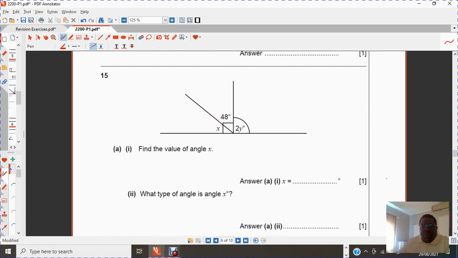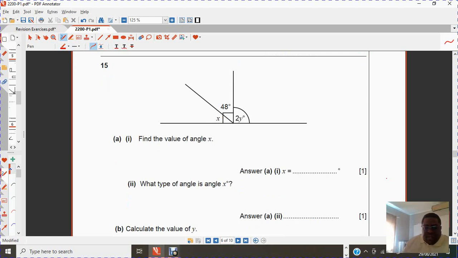Right, when you are doing this question, they want you to find the value of angle x. Now let's ignore the 2y. We know that x would be 90 minus 48, because these two angles here add up to 90, so they are complementary. If you take away 90 minus 48, and you should not make a mistake here, you get an answer of 42 degrees. What type of angle is angle x? Well, it's an angle that is less than 90, so it's an acute angle.